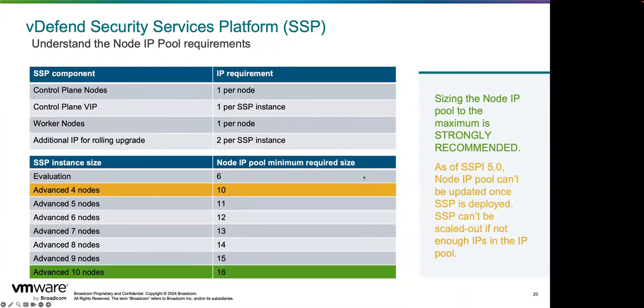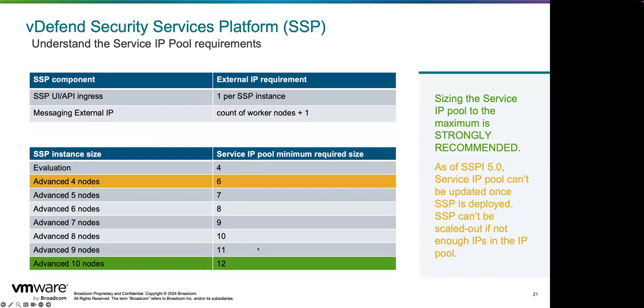So here's understanding the node IP pool requirements. Strongly recommended to use the full advanced size pool. So for the SSP instance, 16 IPs. This way, no matter what, when you want to go to max config, or if you ever get to the point where you get to max config, you have the room to do that. And the same goes for the SSP platform services. We want to make sure that we have the max, 12. Again, in the yellow there was the minimum. I would focus on just always doing the max.